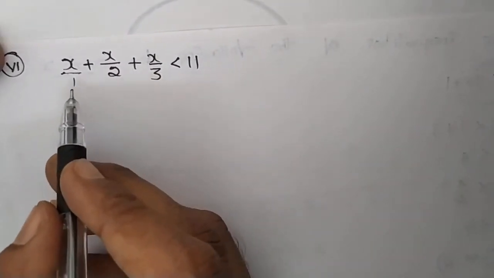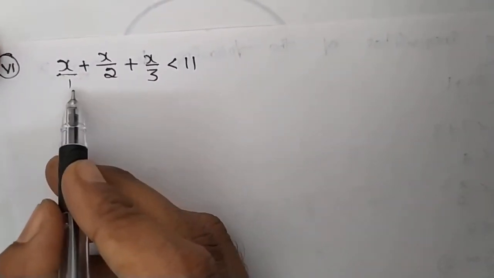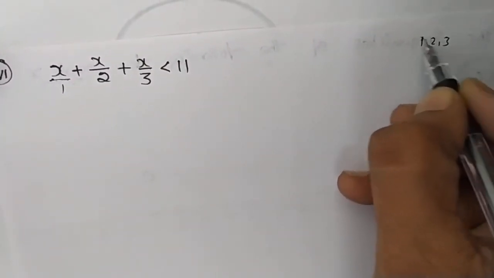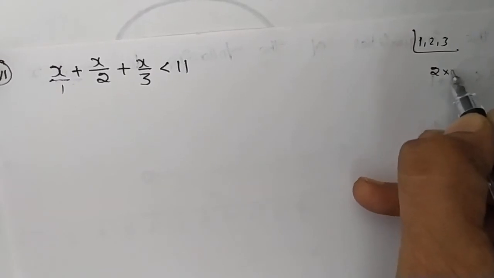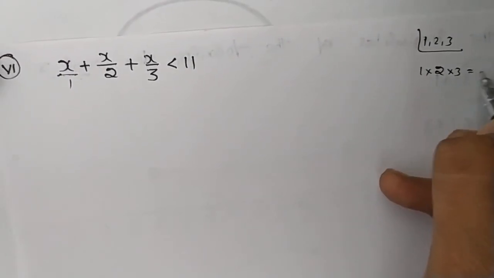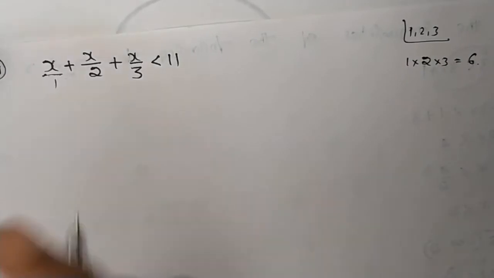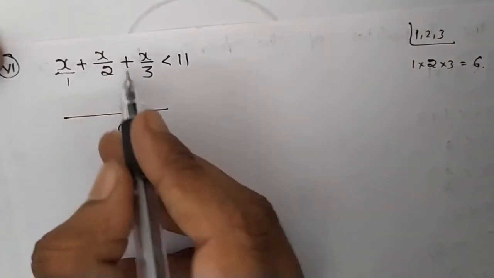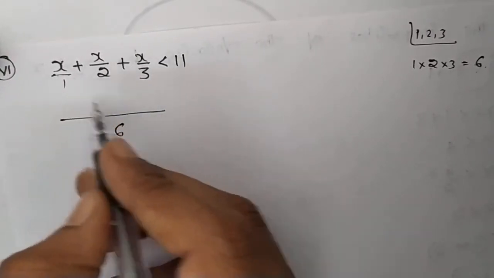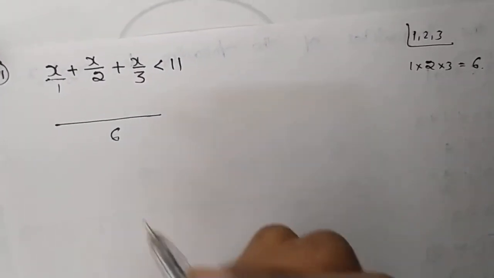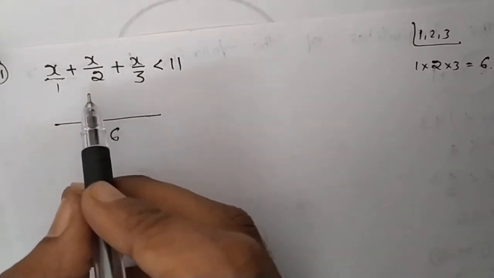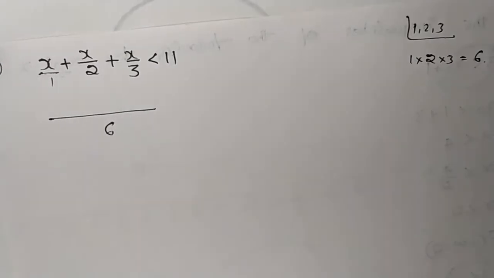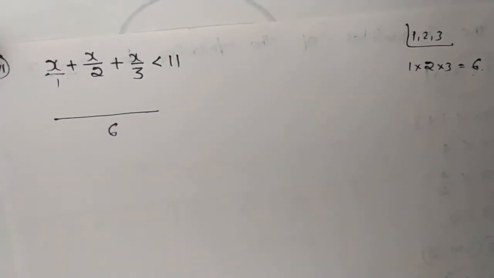The LCM of 1, 2, 3 is what? 1 into 2 into 3. 2 into 3 is 6. Right? LCM of 1, 2, 3 is 6. Problems like finding the LCM and simplifying everything, I already explained in our bridge course, isn't it? Already you know it.